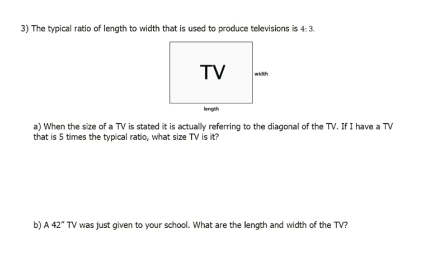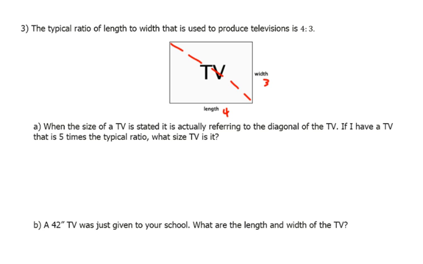Number 3, the typical ratio of length to width that is used to produce televisions is 4 to 3. So the length would be 4, the width is 3. That's a ratio. When the size of a TV is stated, it is actually referring to the diagonal. When they measure TVs and they tell you you're buying a 19-inch TV, it really is the distance across the diagonal. That's 19 inches, not the length.